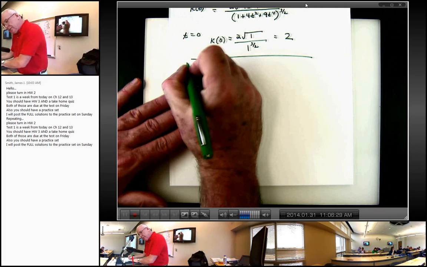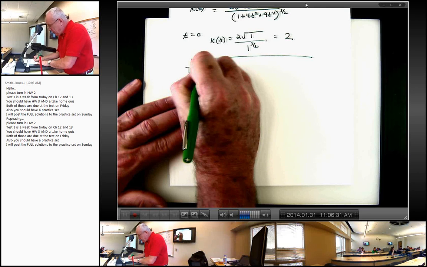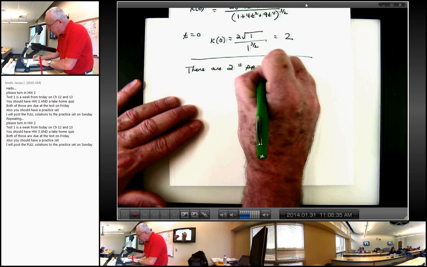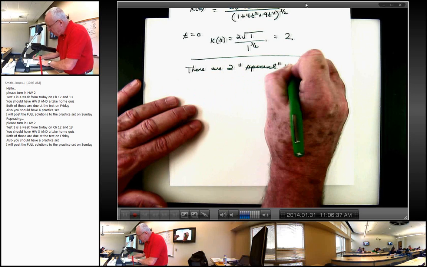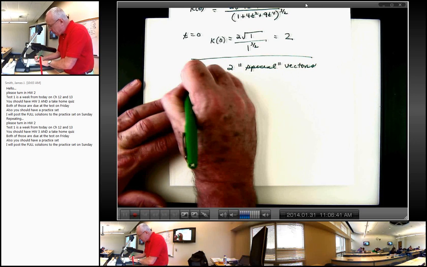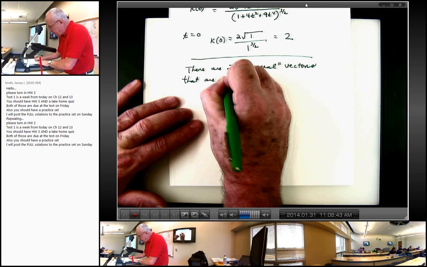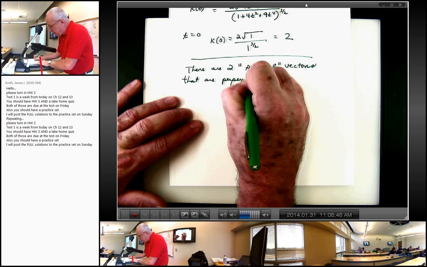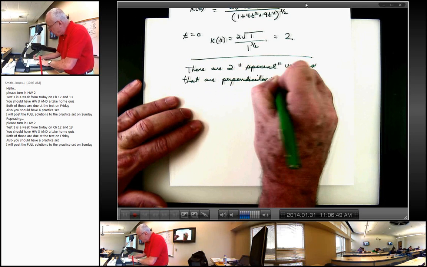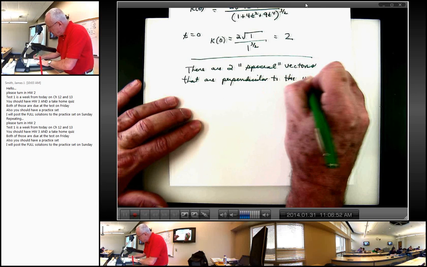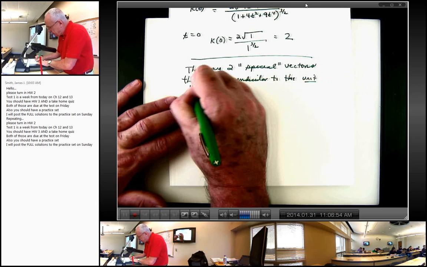So let's just say this. There are two, and I'm just going to put this in quotes, special vectors, and I'm going to show some pictures here. Special vectors that are perpendicular to the unit tangent vector, T.